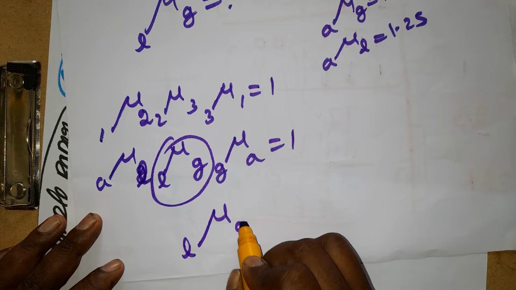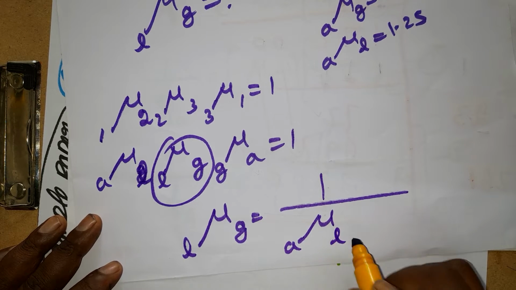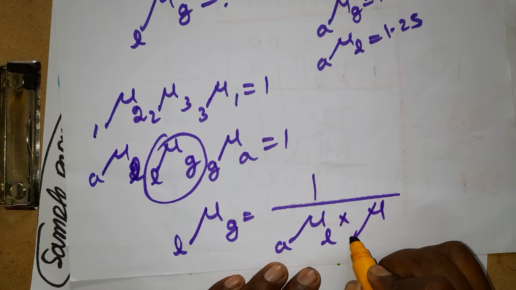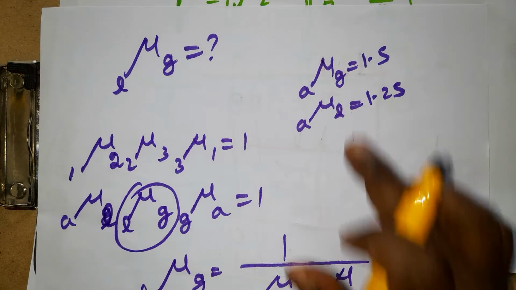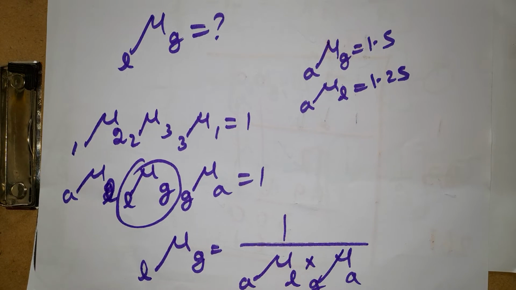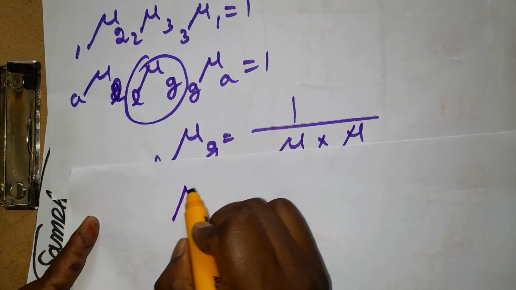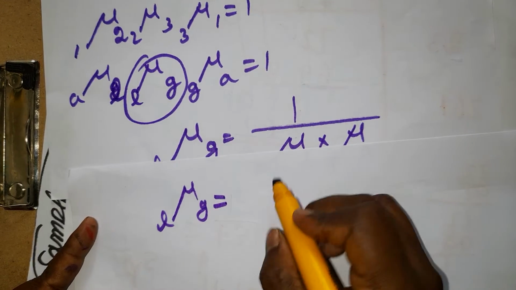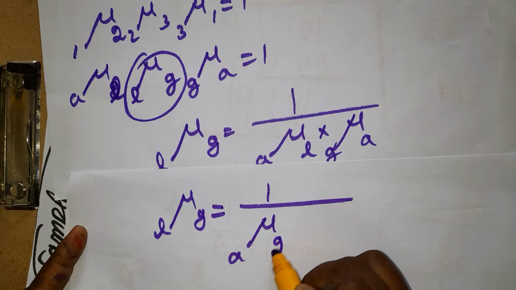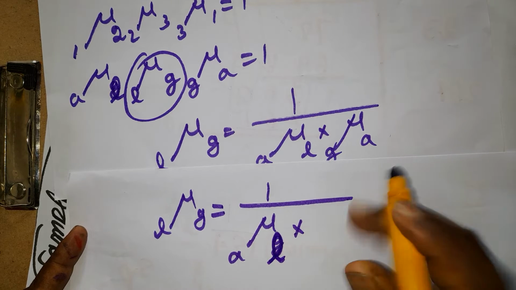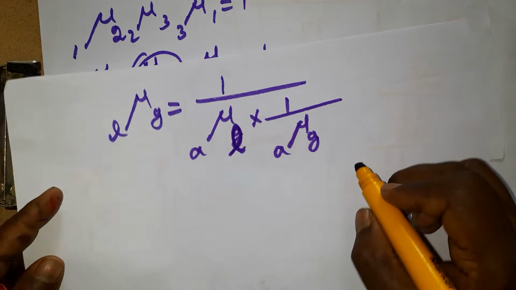Refractive index of liquid to glass is equal to 1 divided by the refractive index of air to liquid, 1.25, into glass to air. We got glass to air, but we have air to glass, the opposite. That also we should find, so I use the reversibility principle. So refractive index of liquid to glass is equal to 1 divided by the refractive index of air to liquid into 1 divided by air to glass. Why sir you are writing like this?